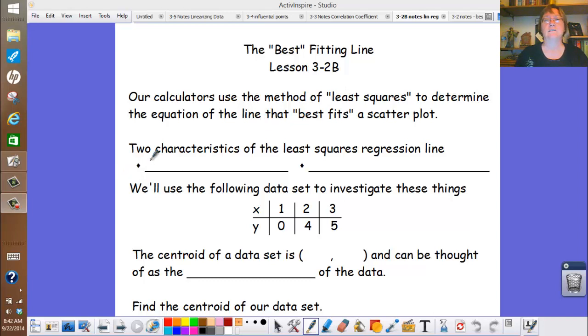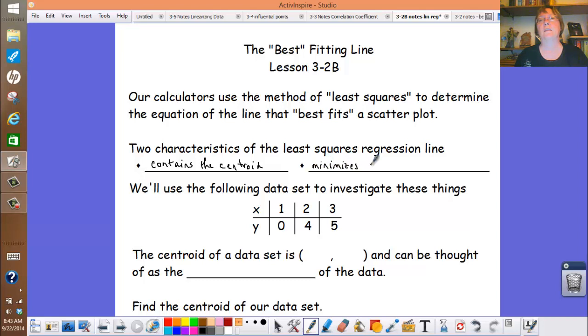Two characteristics of the least squares regression line are these two. It contains the centroid of the data set, so that's something we're going to have to find out about a little bit. And it minimizes squared error. And that's all in an attempt to get that line as close to as many points as possible, because that's what makes a good best fit line.